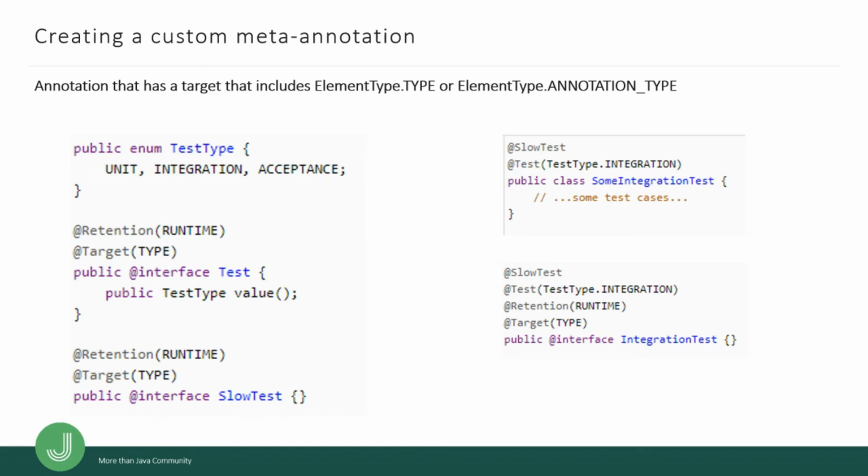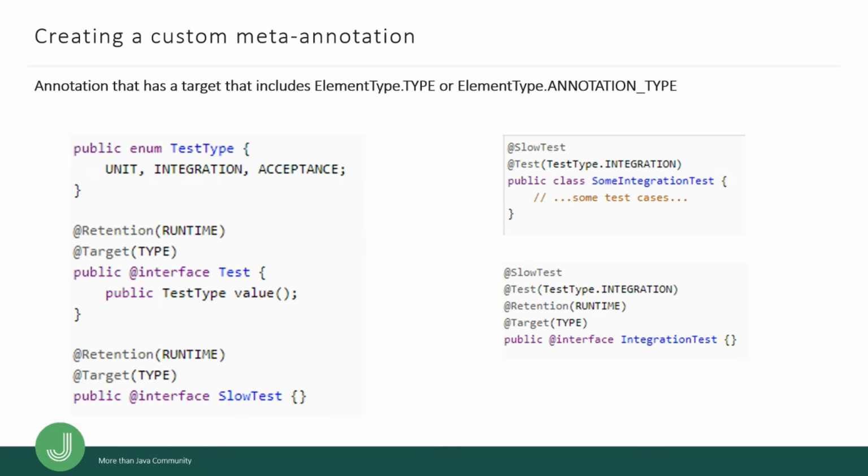So here's a small example. On the left, there is shown the creation of 2 annotations, test and slow test. Both of their targets are marked as type. That means those annotations can be applied both to a class and to an annotation interface. And here's the implementation. If we look at the 2 right pictures, on the first, both annotations are used on a class, just as a regular annotation. And on the second picture, we can see that those annotations are used as meta-annotations. They are used while we're creating a new annotation.